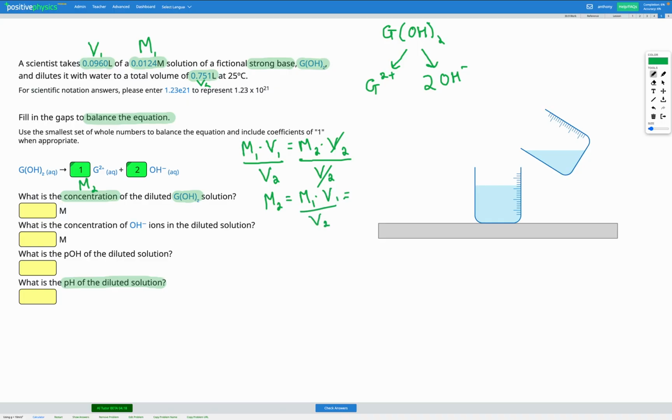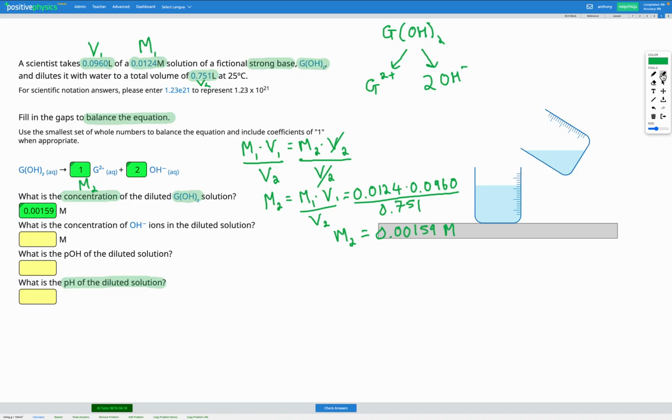So we can go ahead and put in our numbers from the question. Our initial molarity was 0.0124. Our initial volume was 0.0960. We're dividing that by our final volume, which was 0.751. That gets us a final molarity of 0.00159 molar. Let's go ahead and enter that into our answer box. Awesome, so step 1 is done. We found the concentration of GOH2 in our solution.